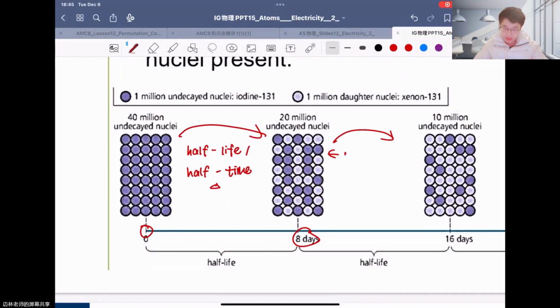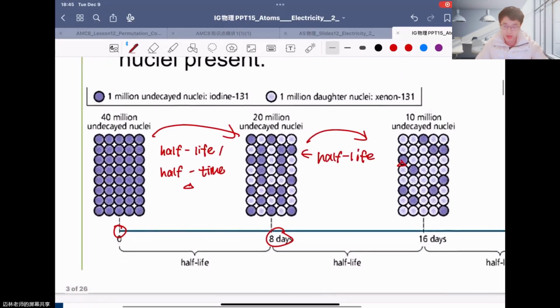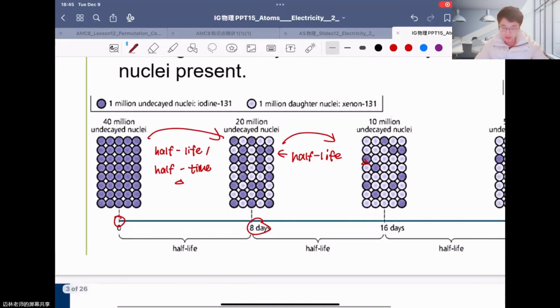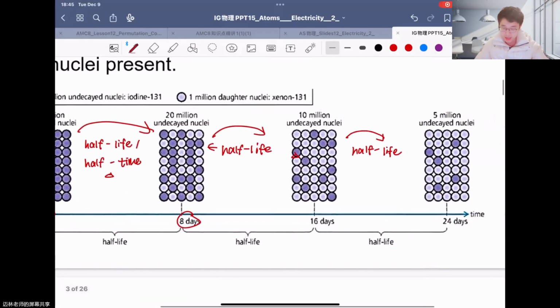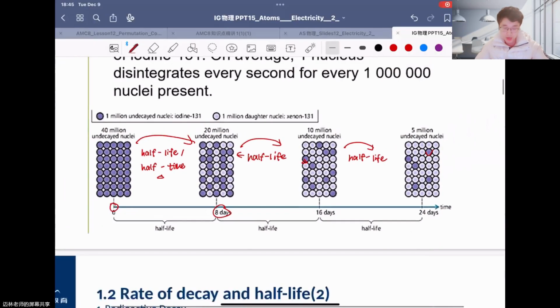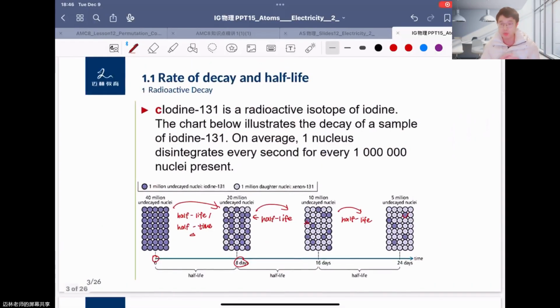After another half-life, you can find there are only 10 purple balls in the figure, and the other 30 balls, representing 30 million nuclei, have decayed. After another half-life, after another 8 days, only 5 million undecayed nuclei are still in the system. So here is the rate of decay and what half-life means. With each half-life, the number of original atoms turns into half. This is what half-life means.